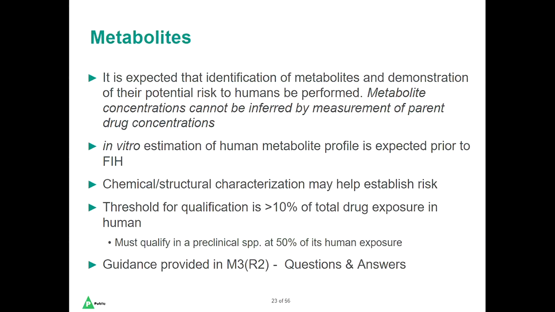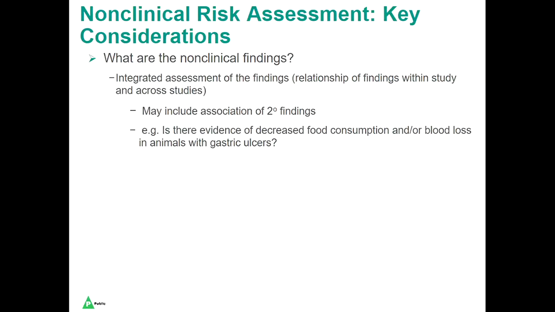So again, non-clinical risk assessment. What are your key findings? You want to understand the pharmacodynamics and pharmacokinetics of your target mechanism. You need to understand not only how it works in humans, but at least be comfortable with how it impacts your animal species that you've chosen to look at. You need to make sure that those target mechanisms are there. And you need to understand if you're going to have potentially secondary findings associated with that.